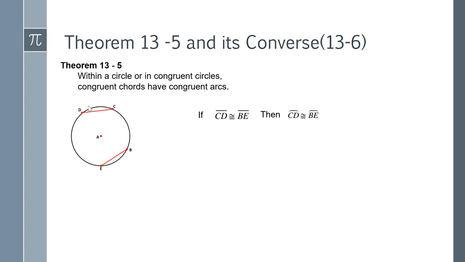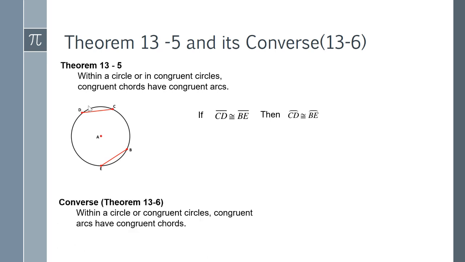So chords are congruent and the arcs are congruent. So the converse is also true within a circle. Congruent arcs have congruent chords. So this would be working backwards here. So if we know that these arcs are congruent, so if we mark these arcs as congruent, then the chords are also congruent.